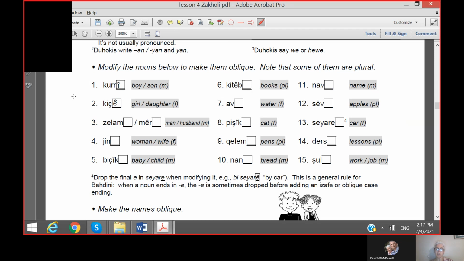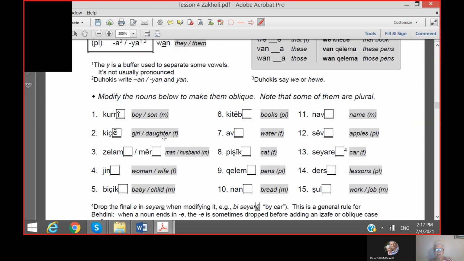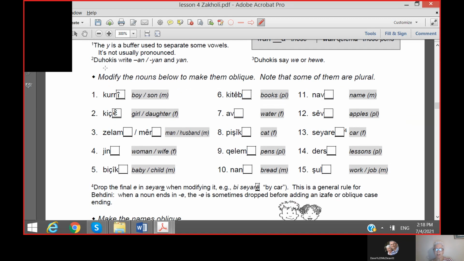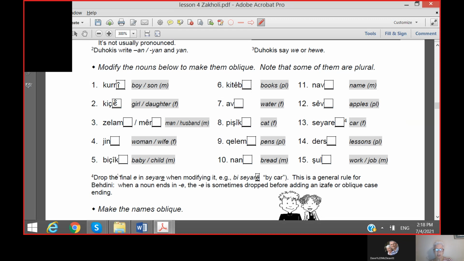All right, you've checked your answers. Now, when you did number 13, señora is a car and it's feminine. And what you want to do in that case is put the E with a hat ending on it. But the way that this actually works in Kurdish is according to footnote 4. You drop the final letter in señora when you modify it, and then you add the E with a hat.